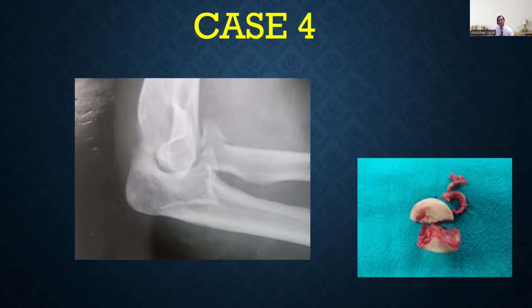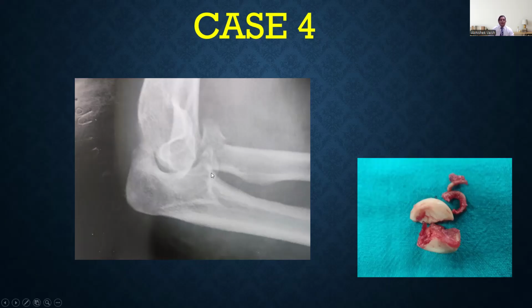Another case, this is an X-ray of the elbow joint. You already know the normal anatomy of the elbow joint. When you see a lateral view, you can see that this is the radial head, and you can see a fracture line crossing through, and it is a comminuted fracture. You can see one line here and one line here. And also there is a coronoid fracture.